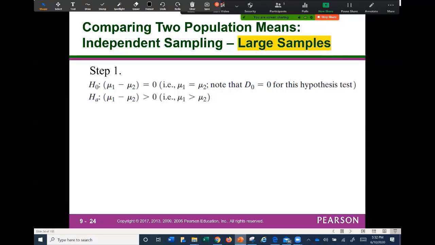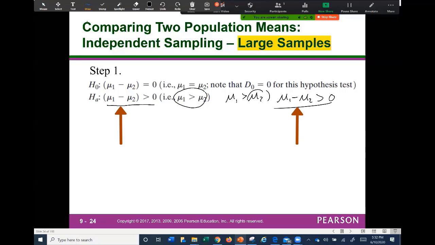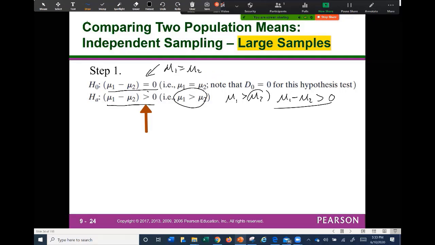Actually, we can transform our objective. If we remember algebra, we can subtract mu sub 2 from each member, and when I subtract mu sub 2 from here, I obtain 0. Then that is my alternative hypothesis, and this is my null hypothesis. That null hypothesis could be written as mu1 equal to mu2. It's a right-tailed test because the alternative hypothesis has the greater than symbol.